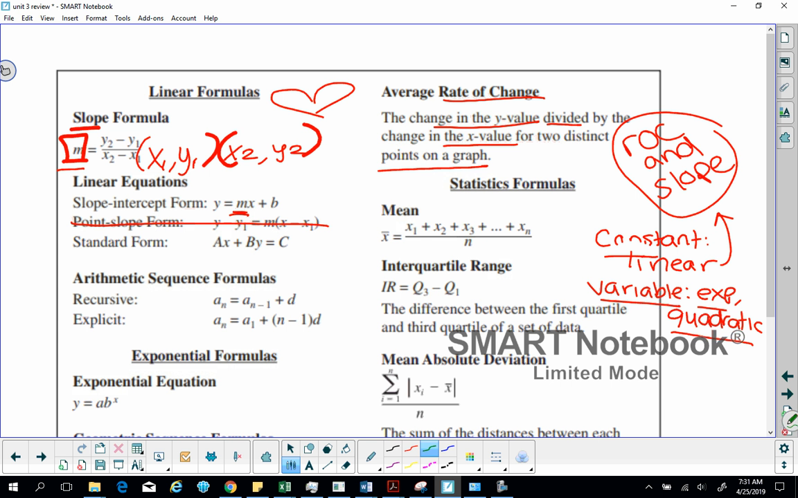What does your b represent? In y equals mx plus b, what's your b? Your y-intercept. Put little notes right here: your y-intercept. When we're reading word problems, when something begins, it's your y-intercept. It's also when your x is 0. So if you're looking at a table, wherever your x is 0 is your y-intercept.